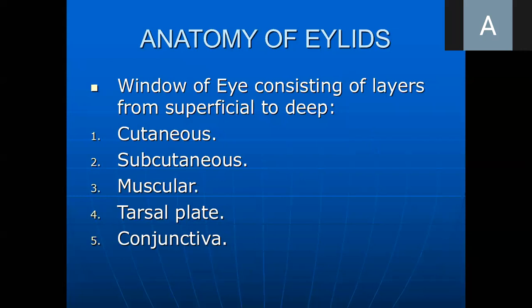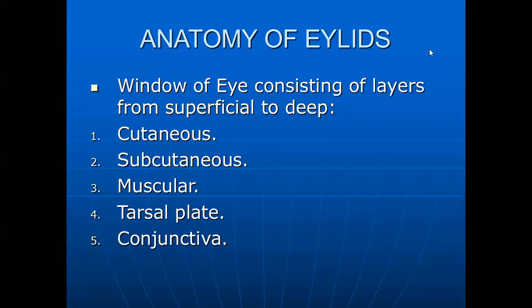Today is our first online lecture, and the topic is ptosis. Now, before starting the topic, we should know the normal anatomy of the eyelid. As we all know, the eyelid is the window of the eye. Whatever enters the eye has to pass through the two eyelids, the upper eyelid and the lower eyelid.